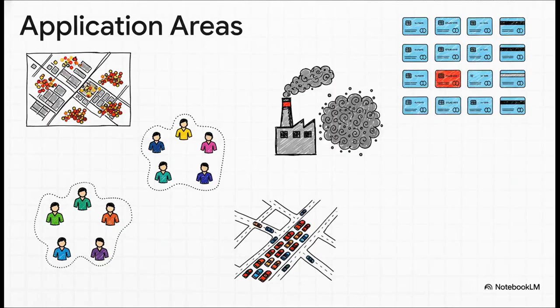And because of these strengths, DBSCAN is used everywhere. I'm talking spatial analysis for finding hotspots of activity in a city. In finance, it's a game changer for anomaly detection, where a fraudulent transaction is basically just a noise point. It's used to segment customers, analyze pollution data, and even identify traffic jams.